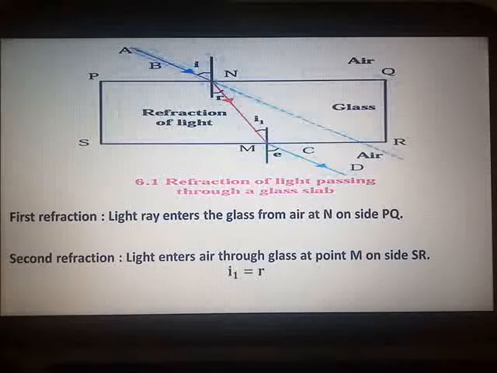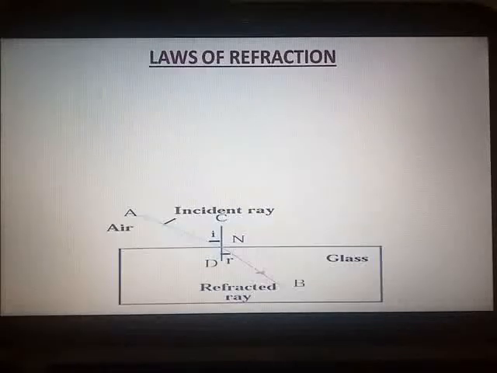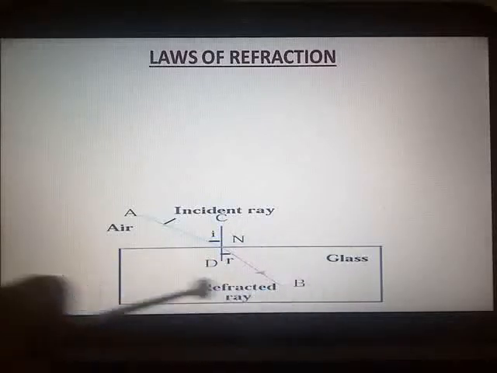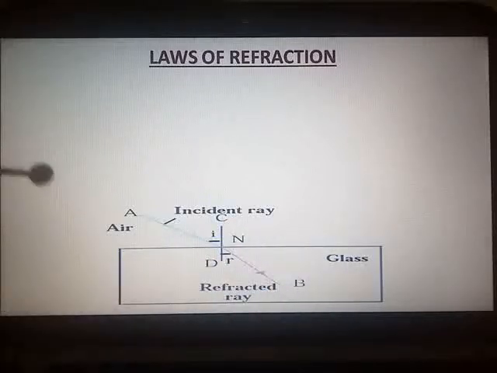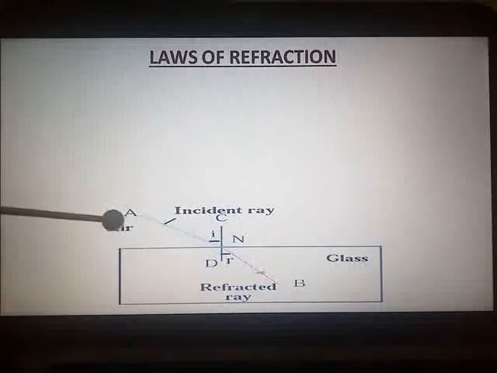Now ahead we go to the next topic, laws of refraction. In the earlier standards you have studied about laws of reflection. So here let us study the light ray entering a glass slab from the air. This is the glass slab, one medium. The air is the other medium. So here we are going to consider a light ray entering from the air into the glass slab.